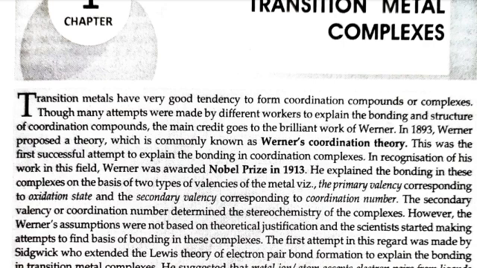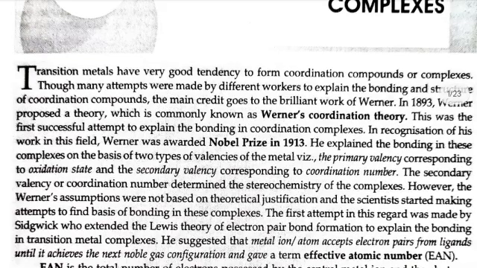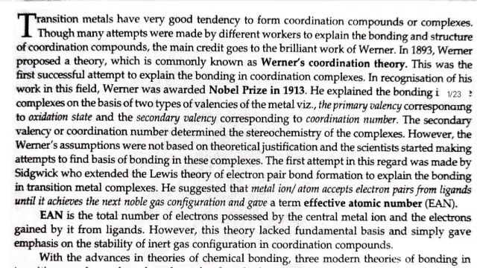However, Werner's assumptions were not based on theoretical justification, and scientists started making attempts to find the bases of bonding in these complexes. The first attempt in this regard was made by Sidgwick, who extended the Lewis theory of electron pair bond formation to explain the bonding in transition metal complexes. He suggested that the metal ion or atom accepts electron pairs from ligands until it achieves the next noble gas configuration, and gave a term, effective atomic number.